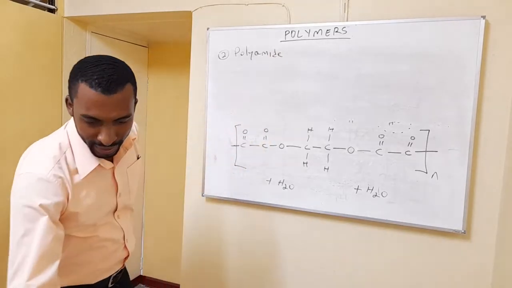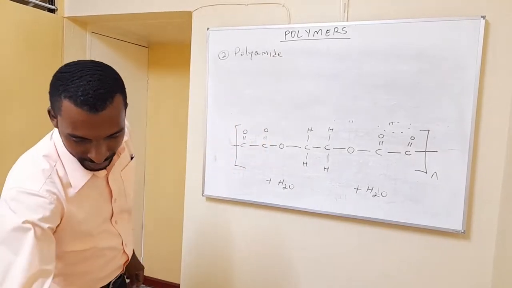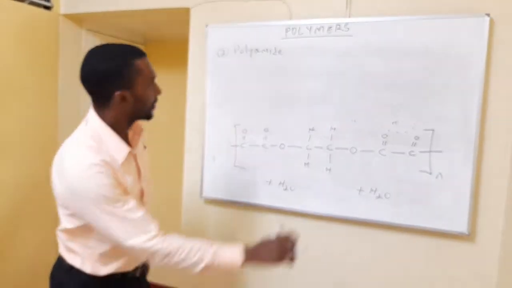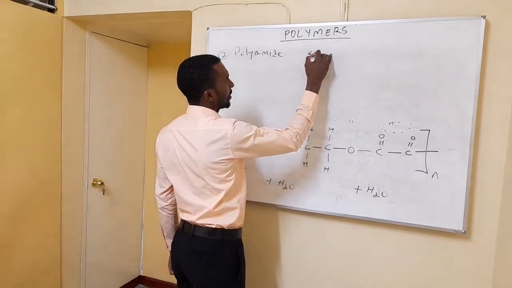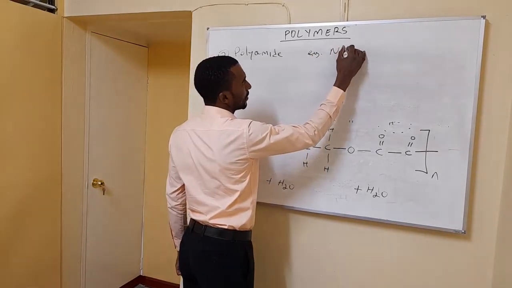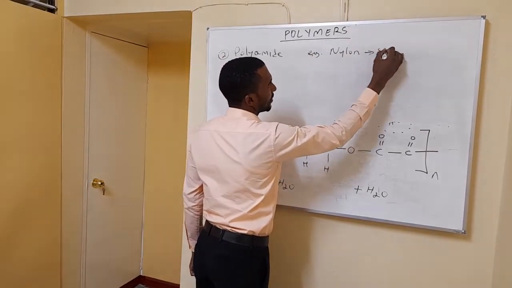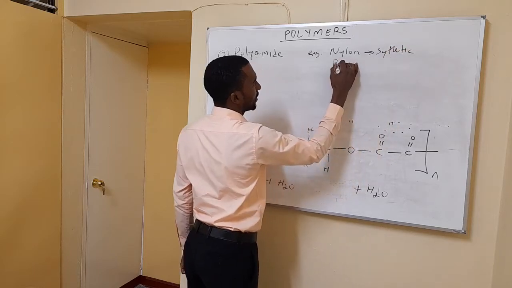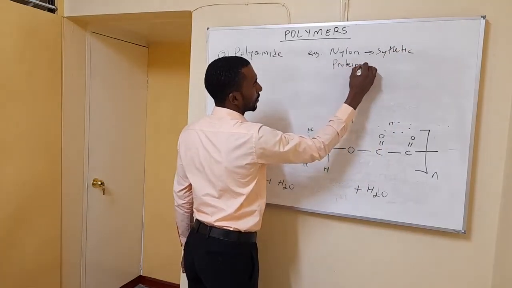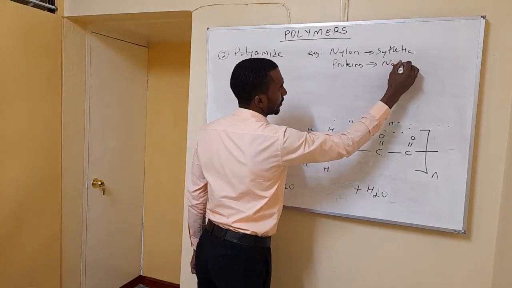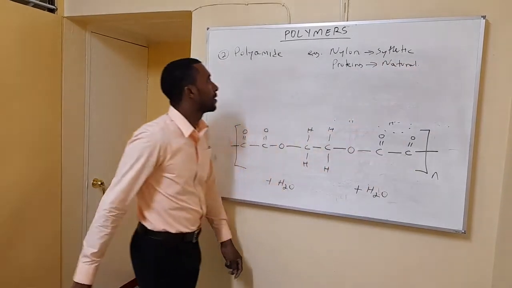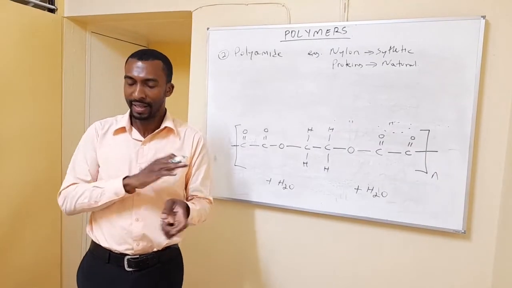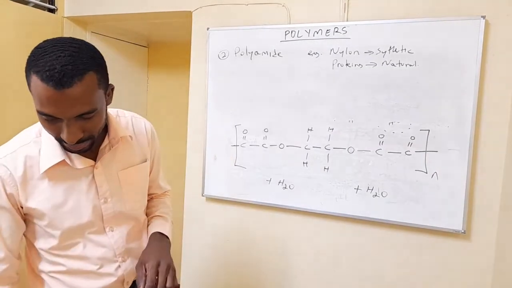And polyamides, you have both synthetic plus natural. For example, you have nylon, which is synthetic, and you have proteins, which are natural. So for polyamides, we have both synthetic and natural examples. You have to bear that in mind.